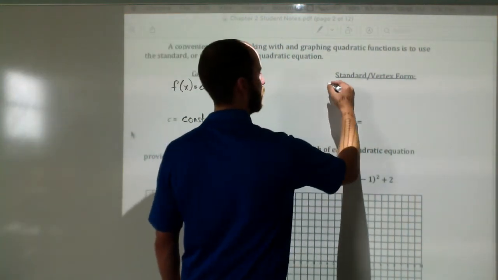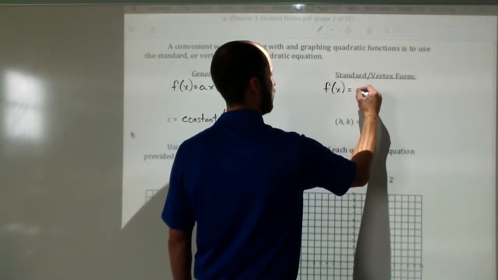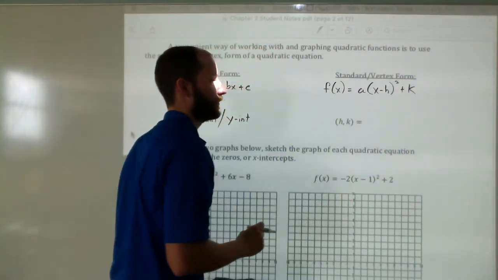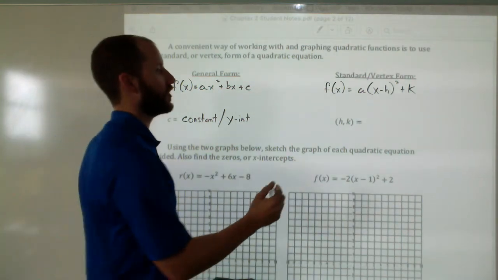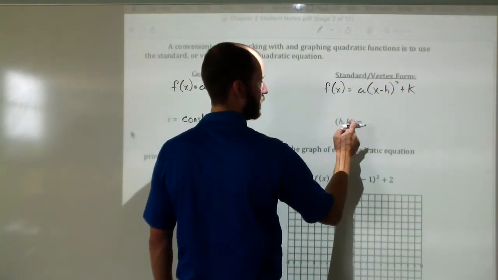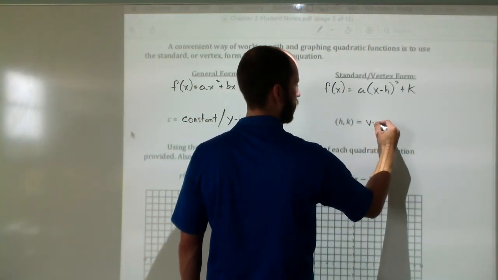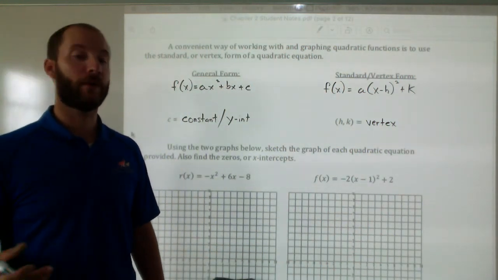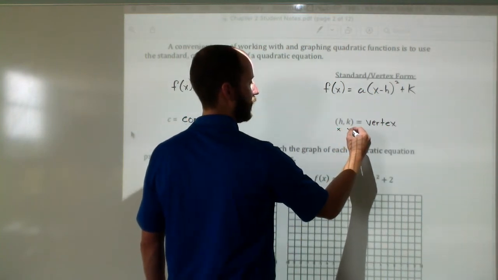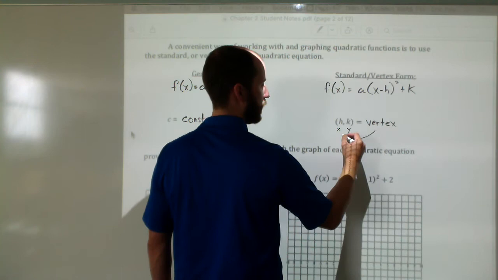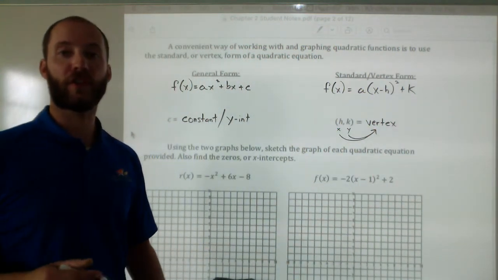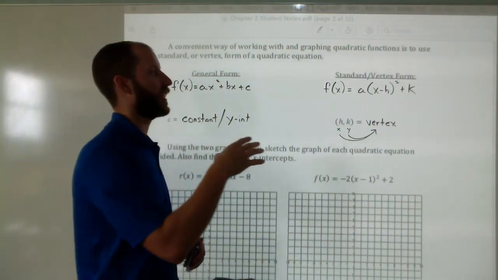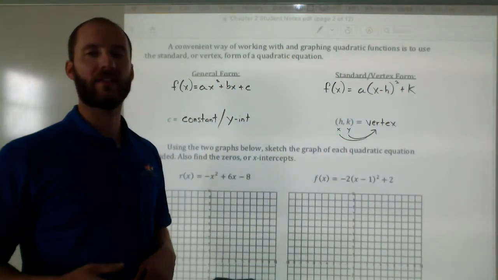Now we also have standard or vertex form. So f of x equals a, x minus h squared, plus k. Now the h and k values, h can be an x-coordinate, k can be a y-coordinate, and they end up being the x and y coordinates of the vertex. So that's why we call it vertex form, okay? h is the x, k is the y of your vertex. So kind of like slope-intercept form tells you the slope and the y-intercept, vertex form tells you the x and y coordinates of the vertex.